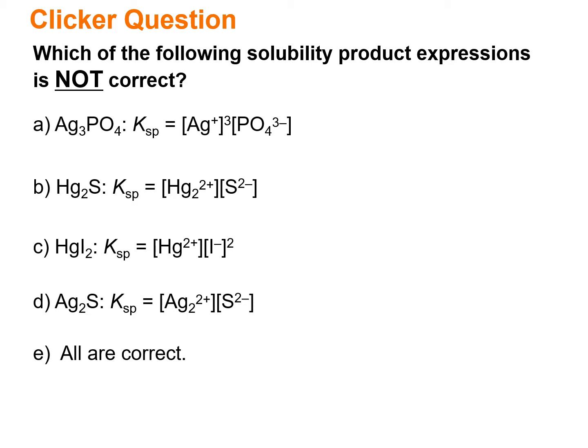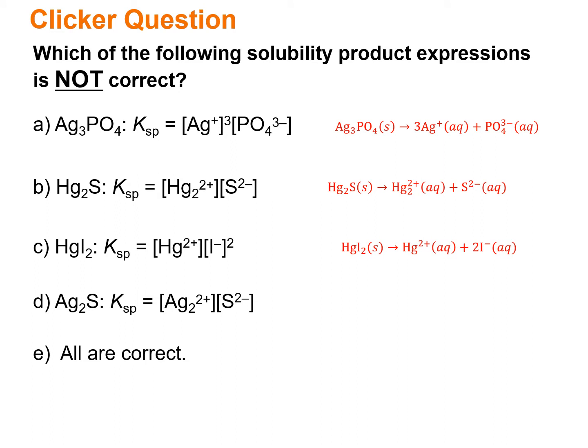With the first one, we're looking at silver phosphate. It has 3 silvers, so it goes to the 3 silvers plus 1 phosphate. The second one is a little tricky because you might not remember the polyatomic cation, which is just mercury 2 plus, so that's a polyatomic cation, and sulfide, so it breaks into those 2 pieces. This next one is just a monatomic cation of mercury, just this mercury 2 plus, and it breaks into plus 2 I minus. And then lastly, we have silver sulfide, and this doesn't have a polyatomic cation, so it just breaks into 2 silver pluses plus S2 minus, or the sulfide.